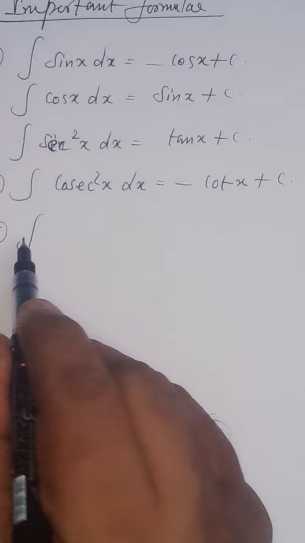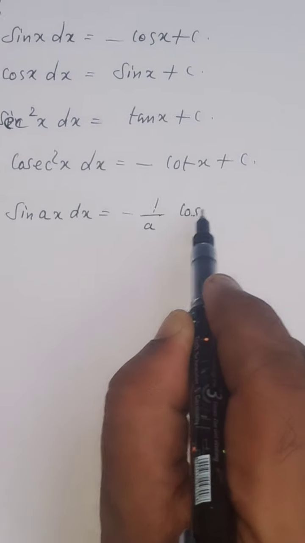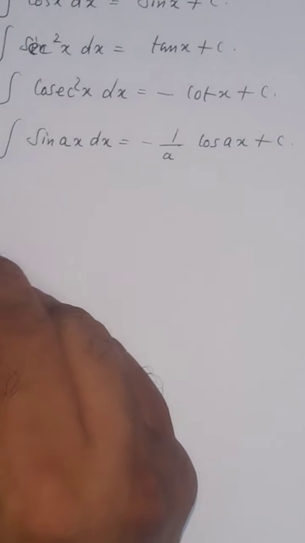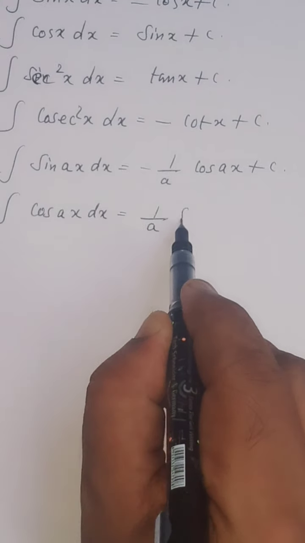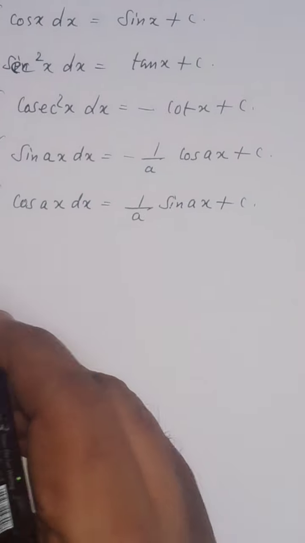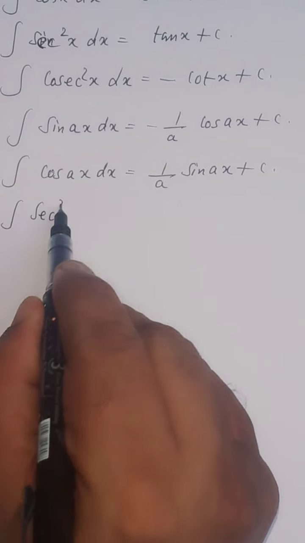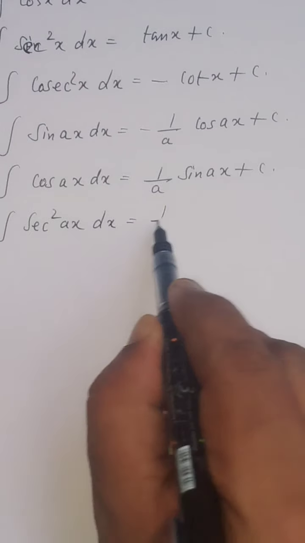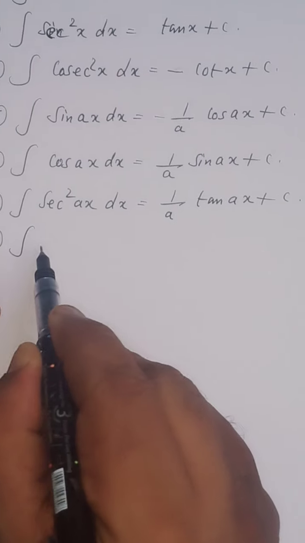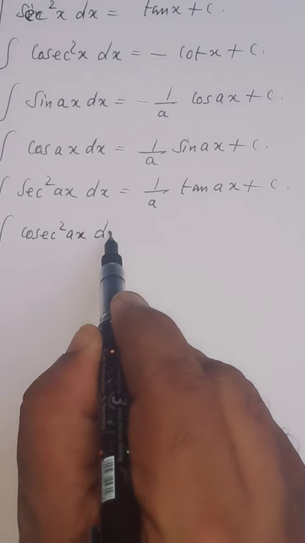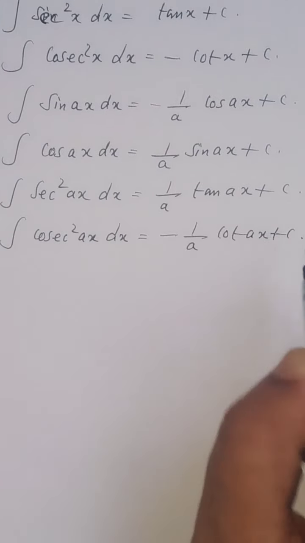Number 5, integral sin ax dx is equal to minus 1 by a cos ax plus c. Number 6, integral cos ax dx is equal to 1 by a sin ax plus c. Number 7, integral secant squared ax dx is equal to 1 by a tan ax plus c. Number 8, integral cosecant squared ax dx is equal to minus 1 by a cot ax plus c.